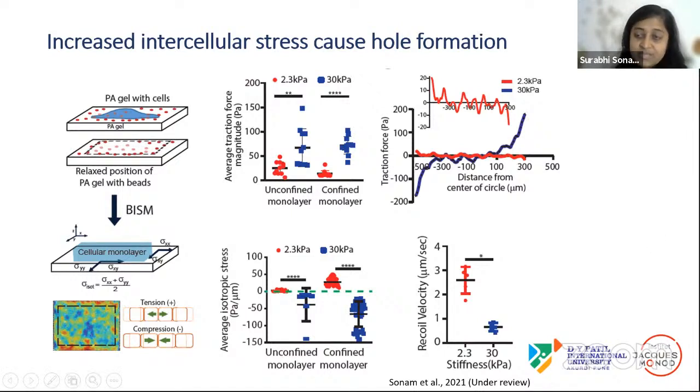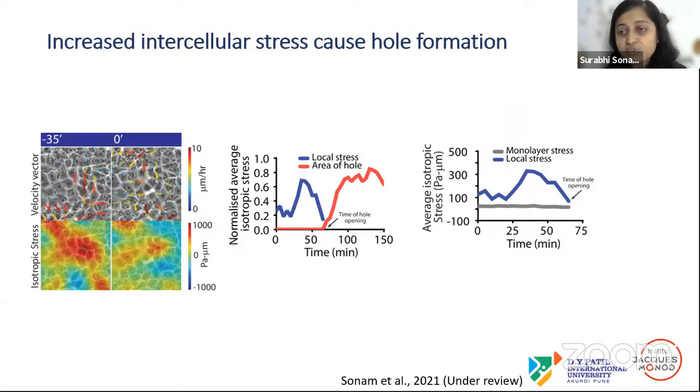When we did the same experiment with laser ablation, we see that the recoil velocity of the entire tissue reduces as soon as we go to a higher stiffness. So this clearly shows that there is a tension within this tissue on a softer substrate with respect to what you would see in the case of a stiffer substrate.